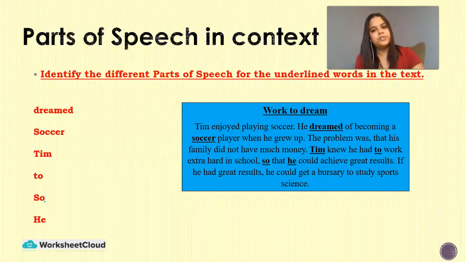But I'm going to leave it on here for a few seconds for you to think about what parts of speech they are and what parts of speech they could be. And then I'm going to put them on, but I'm going to mix them up and then we can match them together.